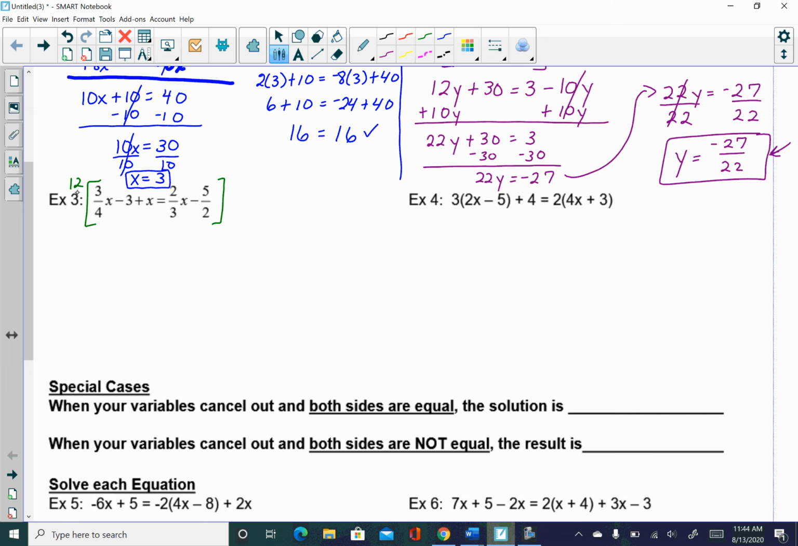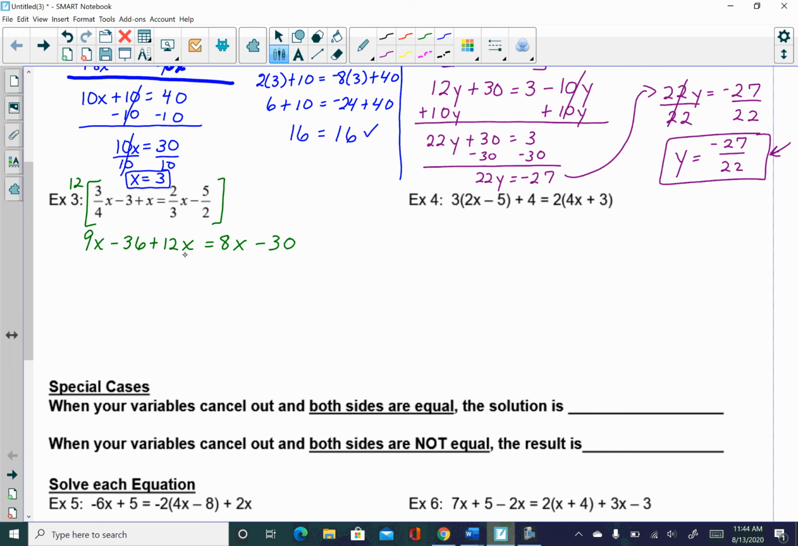So now, anytime I do my fractions, I'm going to do 12 divided by the bottom. So 12 divided by 4 is 3. 3 times 3, 9x, minus 12 times 3, 36. 12 times x, 12x, equals, okay, I'm hitting another fraction. 12 divided by 3 is 4. 4 times 2, 8x, minus 12 divided by 2 is 6. 6 times 5, 30.